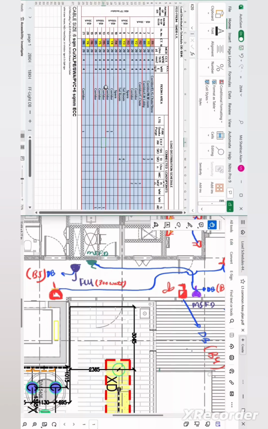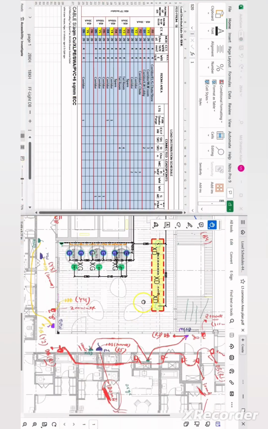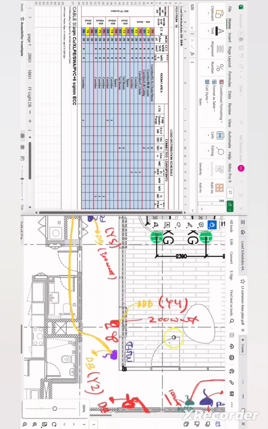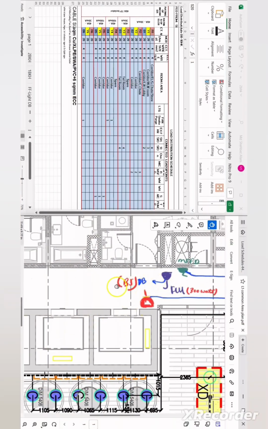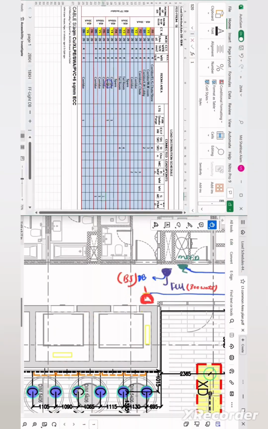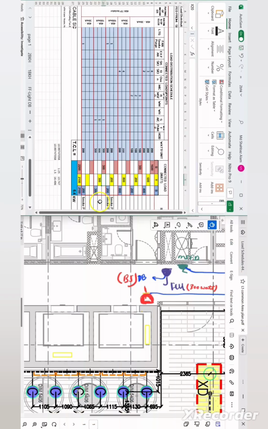R5 circuit is in the corridor and it is feeding to FCU. Okay, and in same way Y5 FCU and B5 FCU. If you will see in the layout, here is the FCU which is R5, here is the FCU which is Y5, and here is the FCU which is B5, and the load is 300 watt per FCU. Here you can see that 300 load, and the total load is also 300 because one circuit have one FCU.